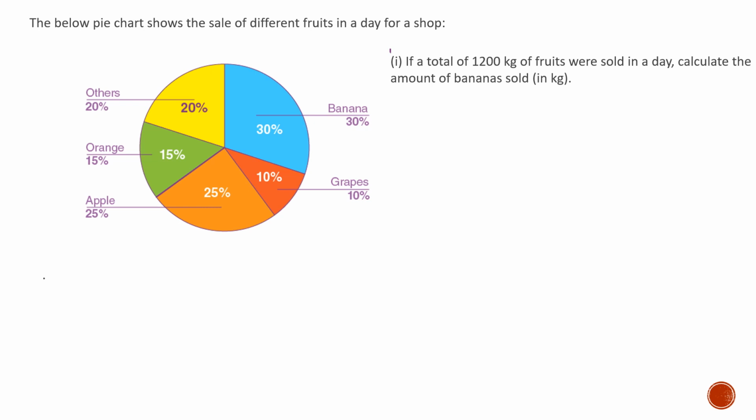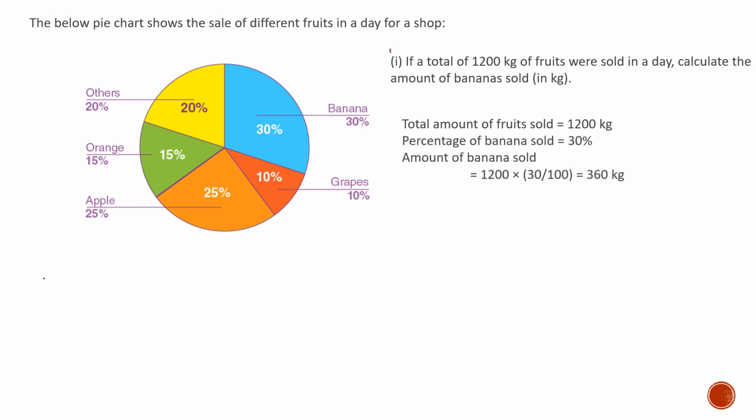First question, if the total of 1200 kilograms of fruits are sold in a day, calculate the amount of bananas sold. So total fruits sold is 1200. So how many kg of banana is sold? Corresponding value for banana is 30%. So 30% of 1200. So amount of banana sold will be 30 by 100 into 1200 is 360 kgs of banana sold in that day.